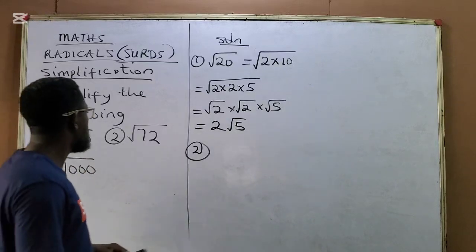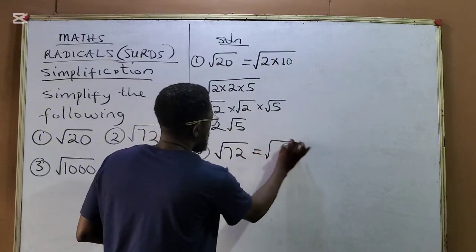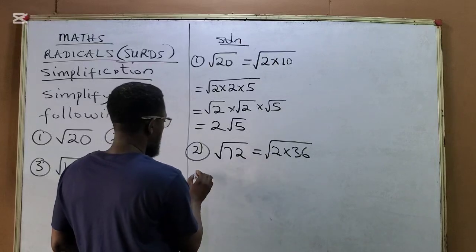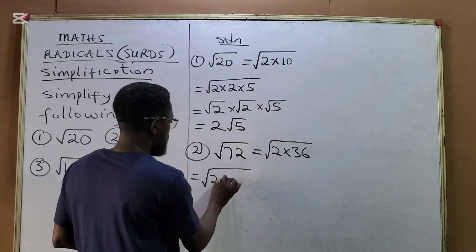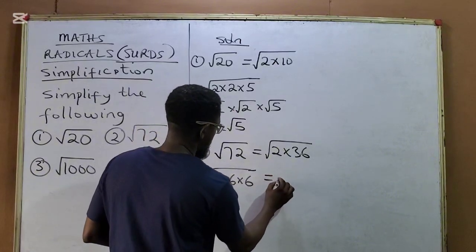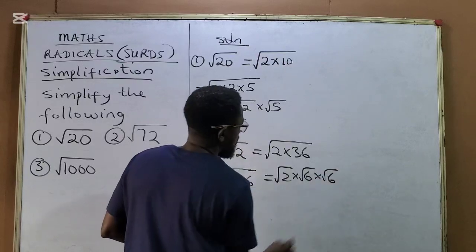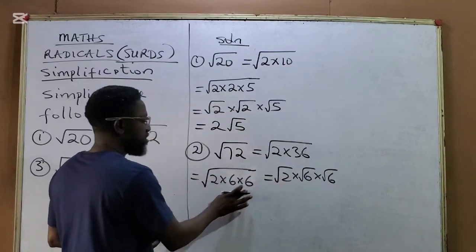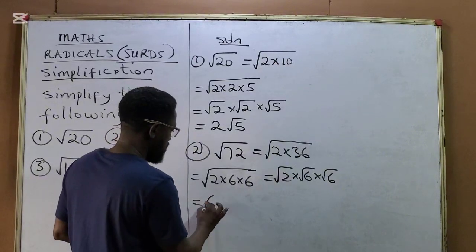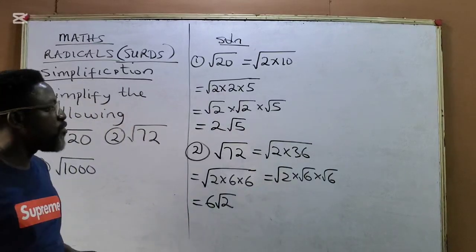Alright, the next question we have here is to simplify root 72. So we'll do the same thing. 72 is the same thing as 2 times 36. To break 36 down, you can write 36 as 6 times 6. And this one we can write as root 2 times root 6 times root 6. Actually, you may not need to write this one. You can get the answer straight from here. Root 6 times root 6 is 6. And then we are left with root 2. So the answer to that becomes 6 root 2.